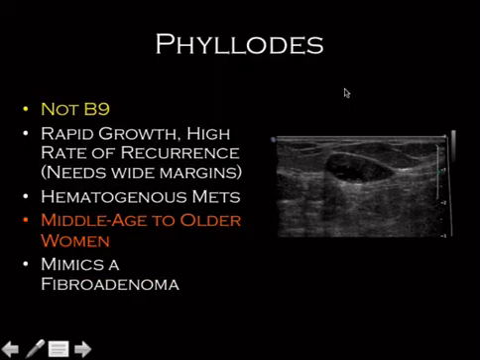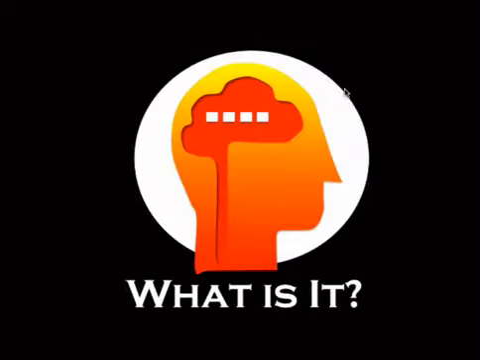I just waited to show it because it looks so much like a fibroadenoma that I wanted to make that comparison. These things grow rapidly. They have a high recurrence rate. You need wide margins when you cut them out. They can metastasize, and they do metastasize hematogenously. Big take-home points here: older women, not in the same age group as a fibroadenoma, and they tend to mimic a fibroadenoma. If you were given no age, you would not be able to tell them apart.